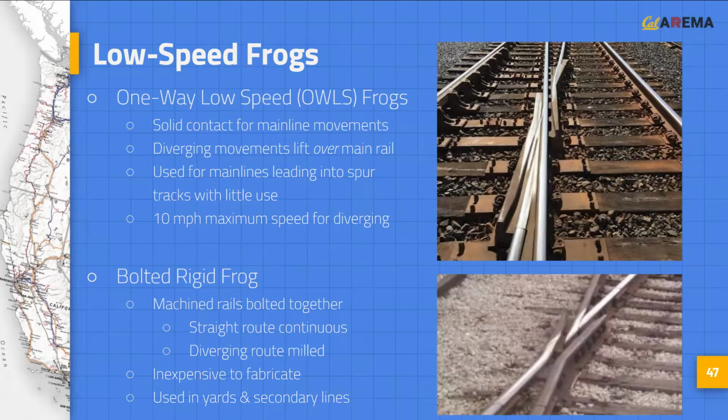One-way low-speed frogs, or OWLS frogs, provide a continuous running service to mainline movements by requiring the diverging movement to lift over the main rail, ramping up and down and tracking over the main rail in flange-bearing mode. These frogs are commonly found on main lines leading into spur tracks with little use, as there is a 10-mile-per-hour speed limit for diverging traffic. Bolted rigid frogs are made out of standard machined rails bolted together. The straight route of the side of the frog is continuous, whereas the diverging side of the frog route is milled to intersect the straight side frog point rail. These frogs are inexpensive to fabricate and are used frequently in yards and secondary lines.